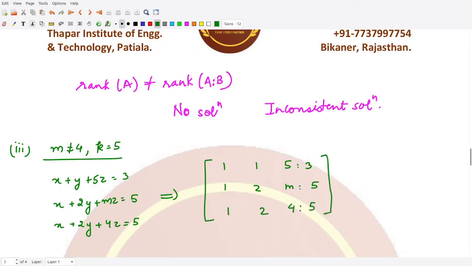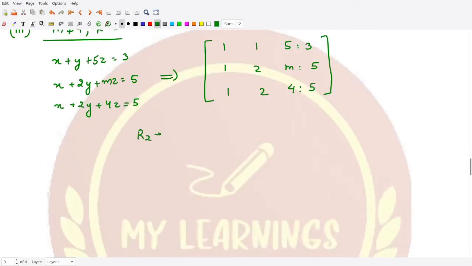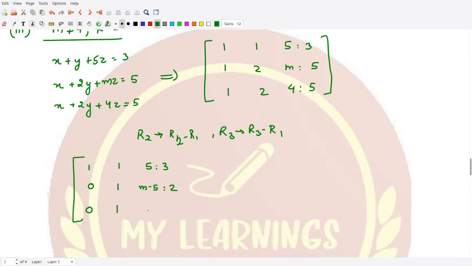Now here again we wanted to make this matrix into the corresponding echelon form. So here we'll apply the operation on R2. It would be R2 minus R1, and on R3 it would be R3 minus R1. Simple as that. So it is 1, 1, 5, colon 3. Then it is 1 minus 1 is 0, 2 minus 1 is 1, M minus 5 is M minus 5, because we do not yet know the value of M. Then 5 minus 3 is 2. The next row is 1 minus 1, that is 0, 2 minus 1 is 1, 4 minus 5 is minus 1, and then you have 5 minus 3, that is 2.